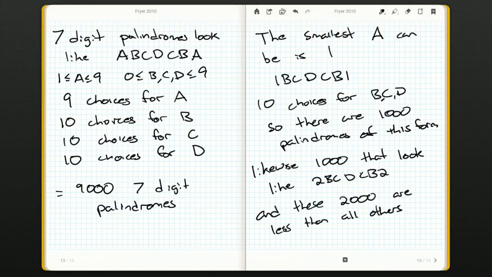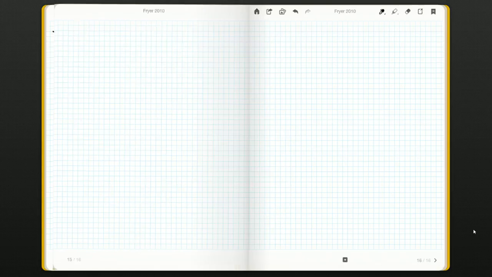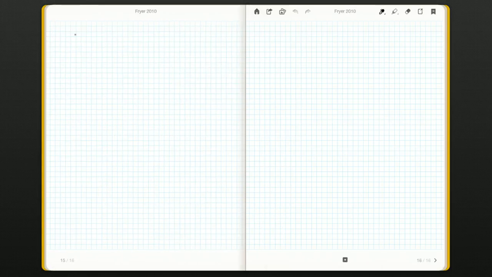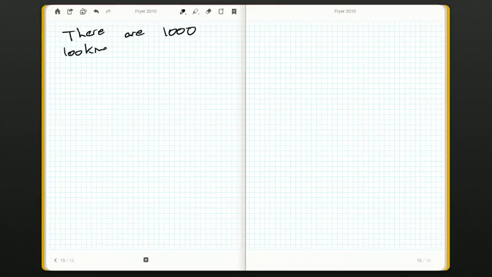Right? Any 7-digit number starting with 1 is automatically less than any 7-digit number starting with 3. I don't care what else they look like. So we've got 2,000 that are less than the number we're looking for. We're looking for the 2125th. Right? So there are 1,000 that look like 3BCDCB3.